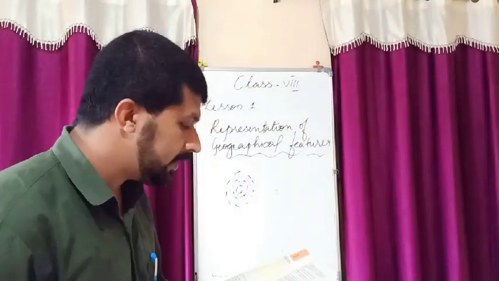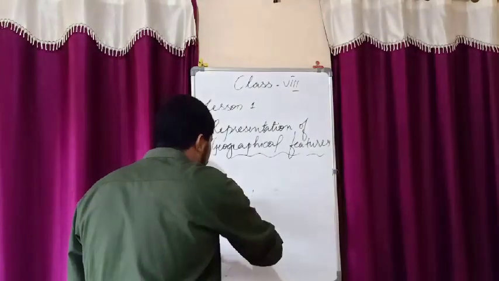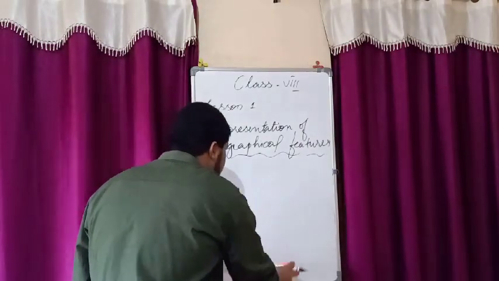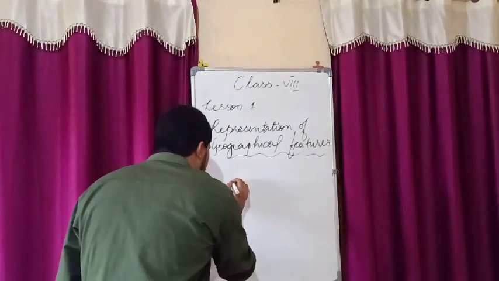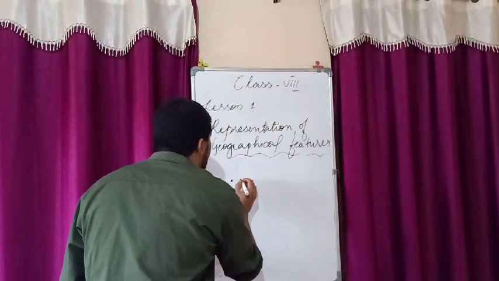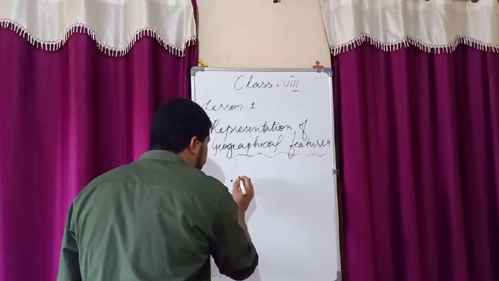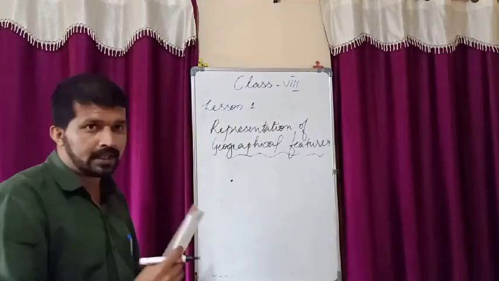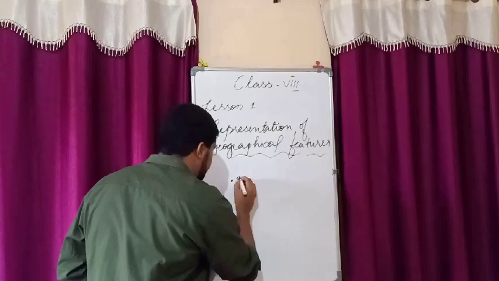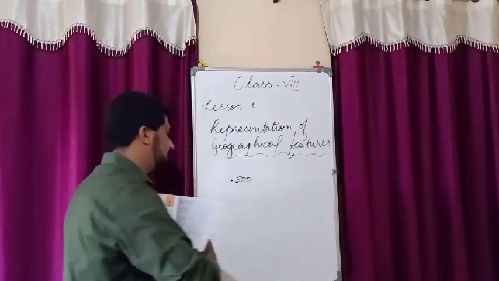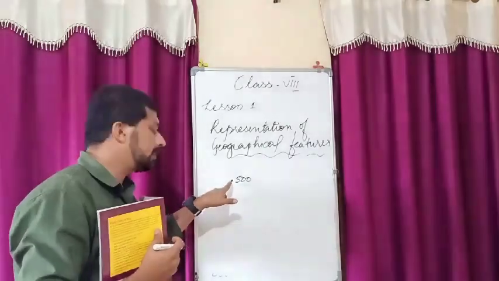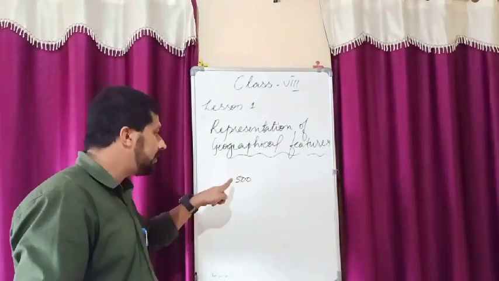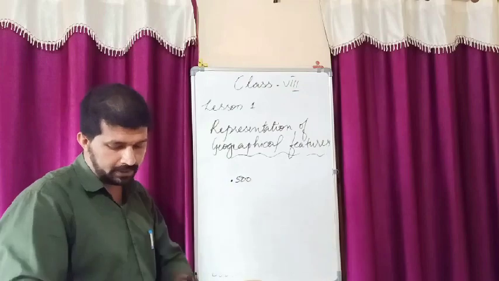Then fourth method is spot height. In spot height, the height of a particular area is measured, a dot is made, and the height of that hill is written. Suppose that particular point has 500 meters height, it is represented by giving a dot, and that method is known as spot height.